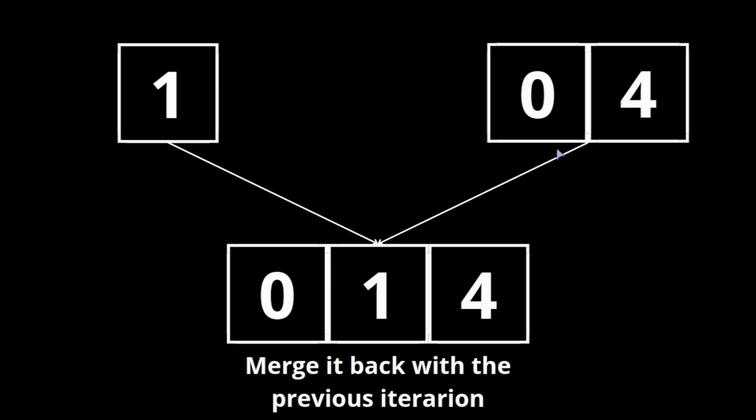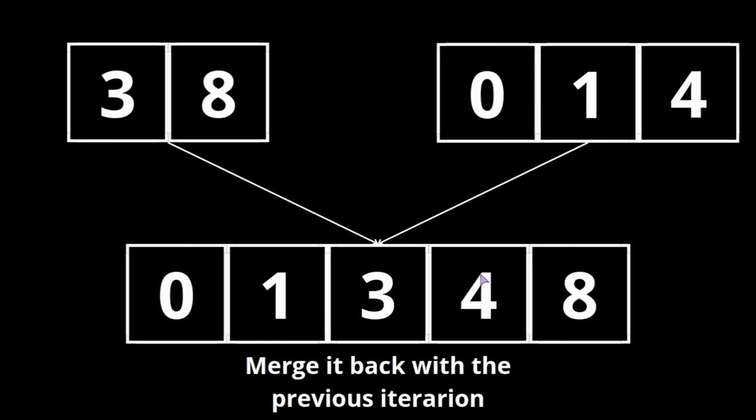So now we're merging two arrays, and the total length is 3, so that's why the merged array here has length 3. And the result is 0, 1, 4. And going back once again to the previous iteration, we have the left subarray of the original array sorted, 3 and 8, and the right subarray of the original array sorted, 0, 1, and 4. And now we're going to merge them into the original array in a sorted format, so it will return us 0, 1, 3, 4, and 8.